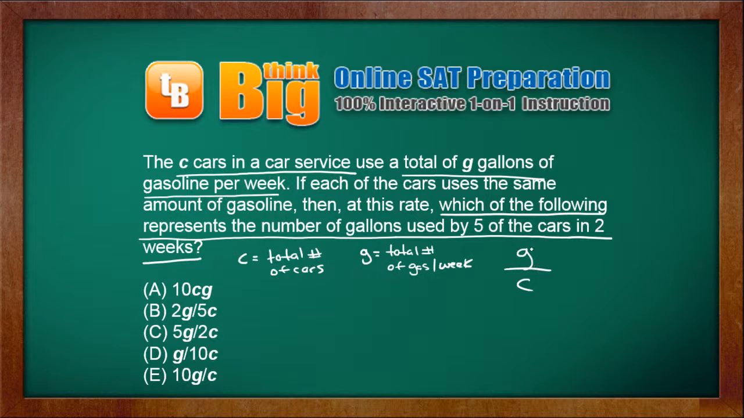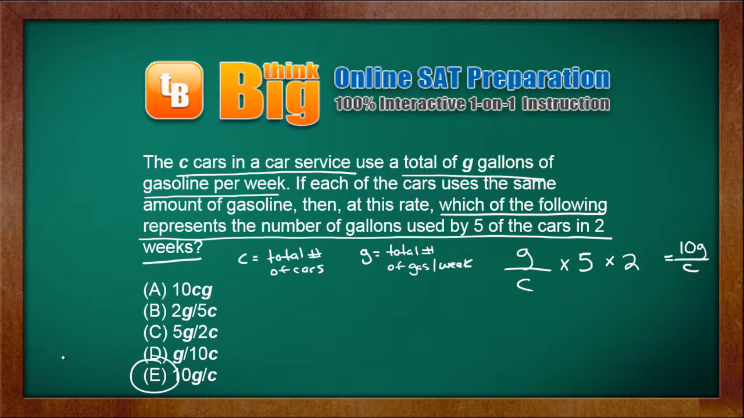Multiply the amount of gas used by 1 car by 5 to find the amount of gas used by 5 cars in a week. Then multiply by 2 to find the amount of gas used by 5 cars in 2 weeks. This simplifies to 10G over C. The right answer choice is E.